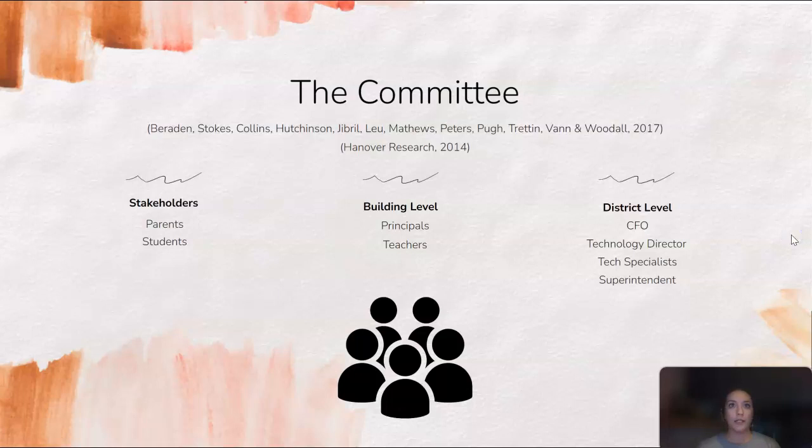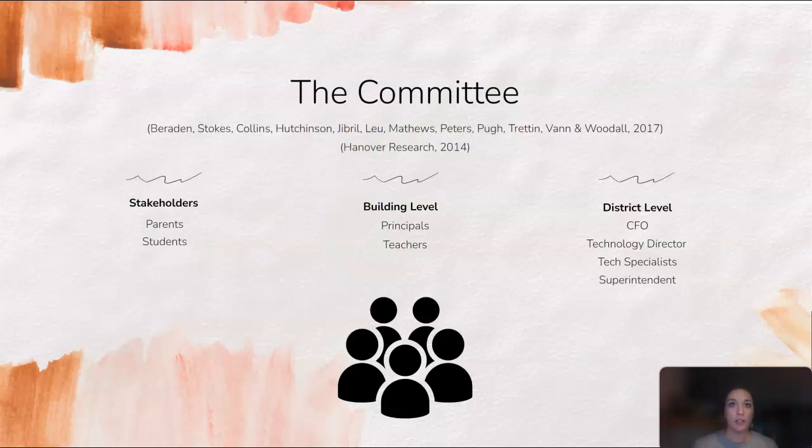So, in order to conduct an appropriate TIA, the first step that needs to be completed is forming a committee. Important members of this committee include stakeholders, building level leadership and staff, district level leadership, and those with specific knowledge towards the district and its technology uses and practices. These members are all intentionally chosen for this committee.